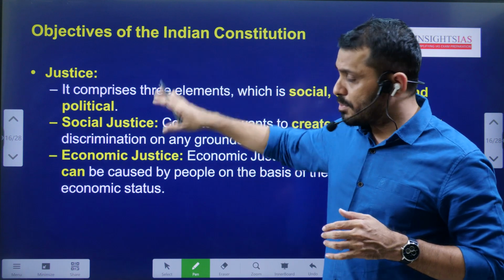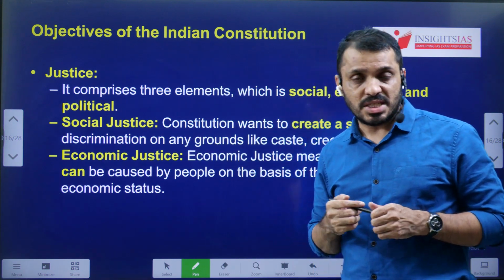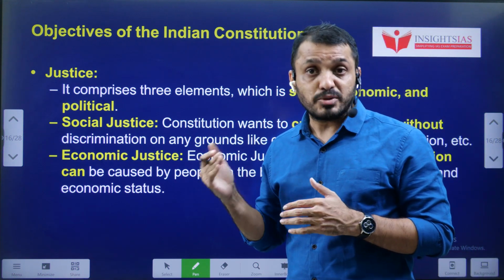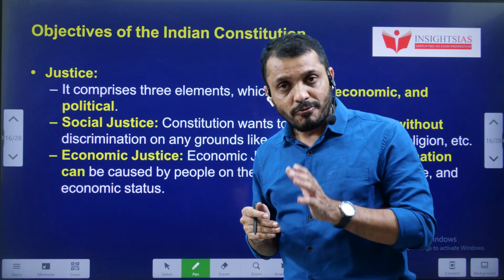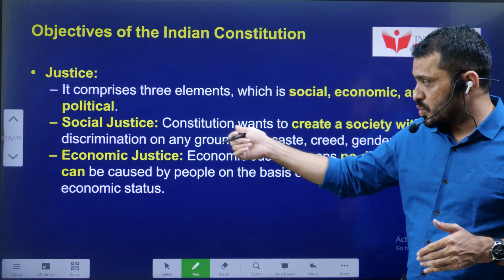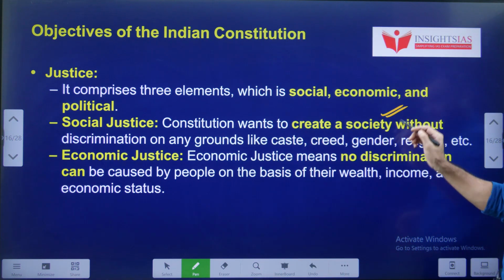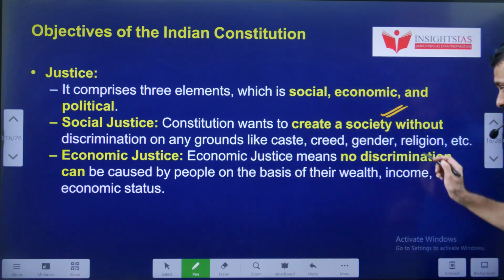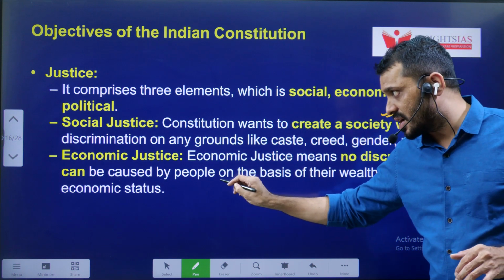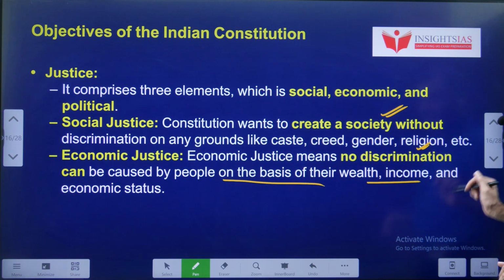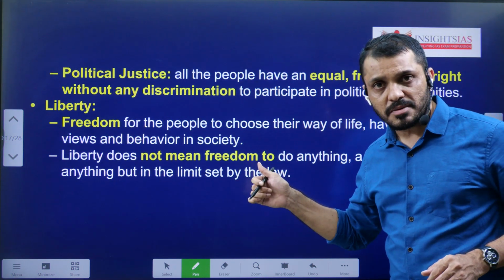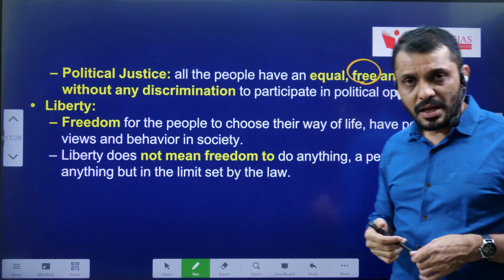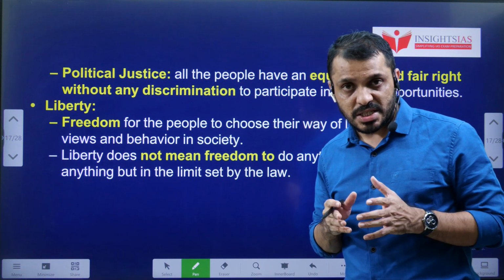Now we will see the objectives of the Indian Constitution. Justice. The Indian Constitution envisages that different types of justice will be provided to the people. What are the types of justice? Social justice, which creates a society with no discrimination; economic justice, where there is no discrimination in terms of wealth and income; and political justice, where everyone will be provided equal opportunity in political aspects. That is about justice.